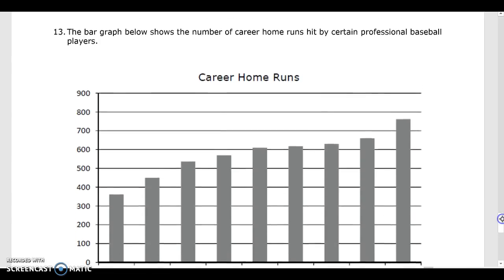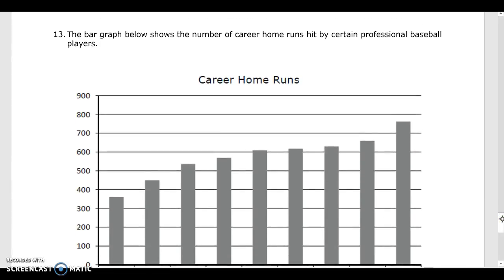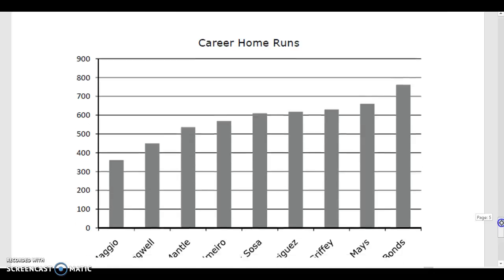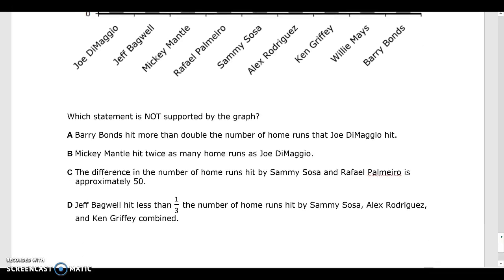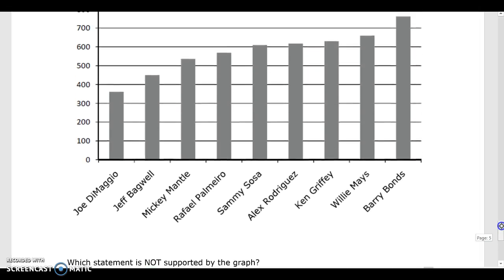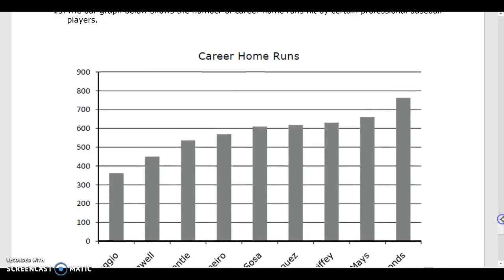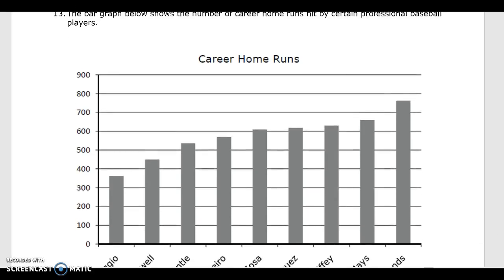Okay, so number 13. The bar graph below shows the number of career home run hits by certain professional baseball players. Okay, which statement is not supported? Okay, so Barry Bonds hit more than double the number of home runs as Joe DiMaggio. So you want to make sure that you're going in here and finding the totals. So you may want to go ahead and write your totals in so you don't get confused.